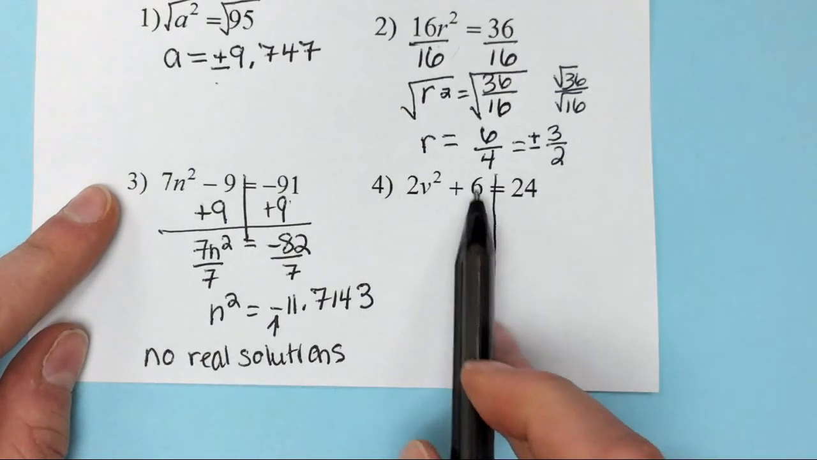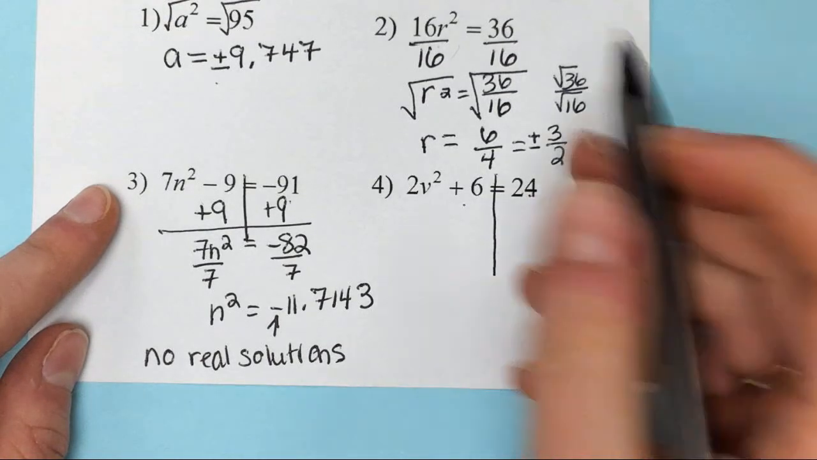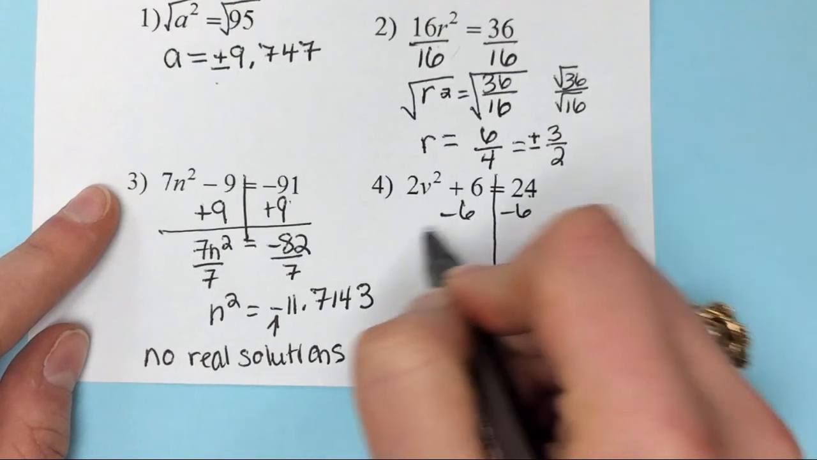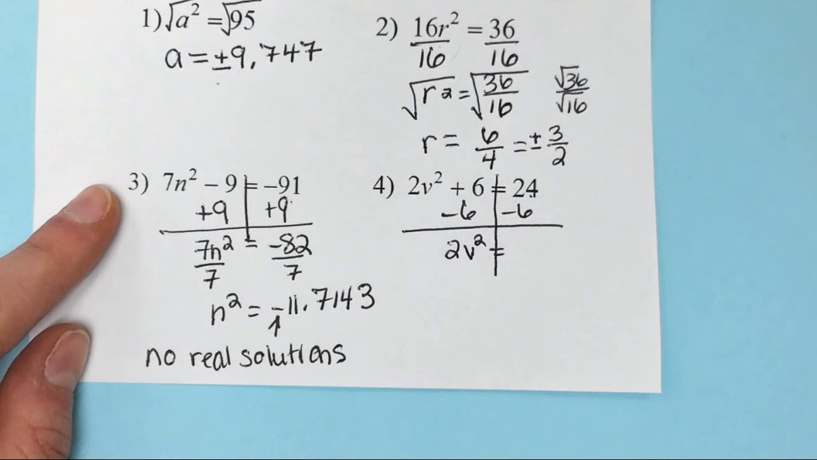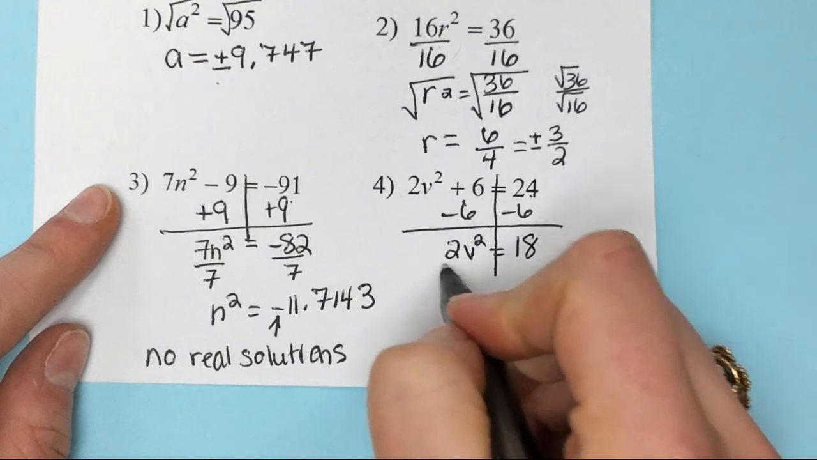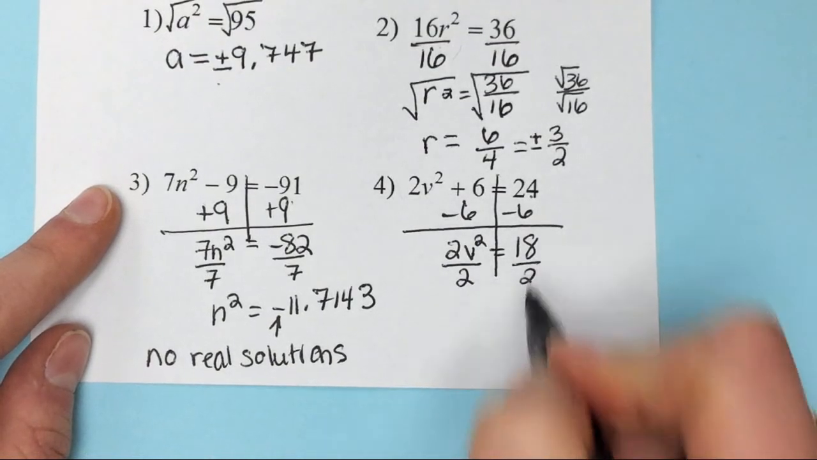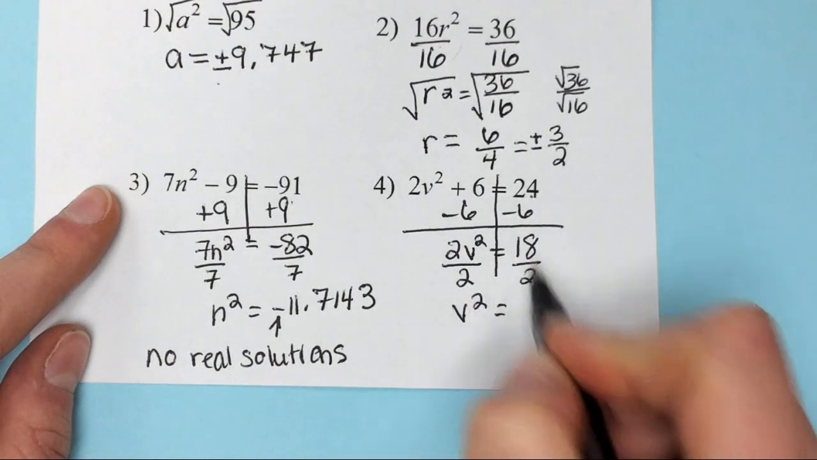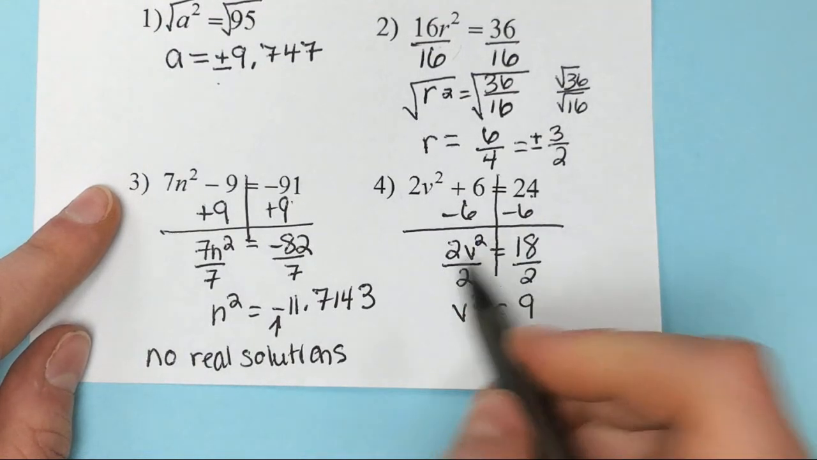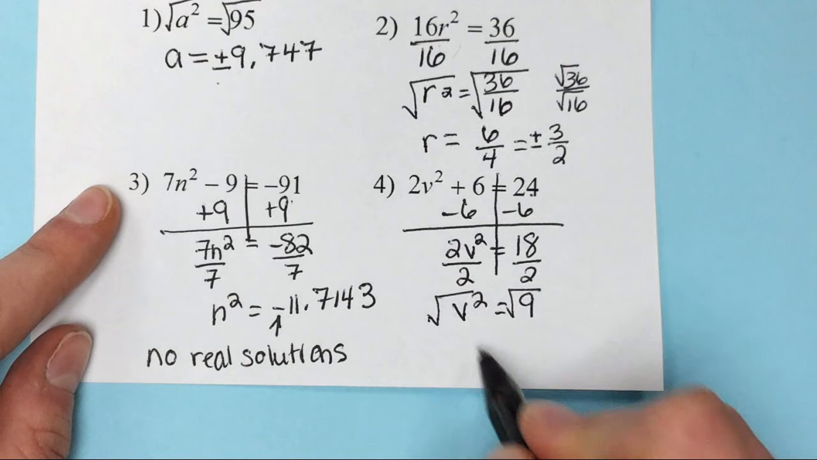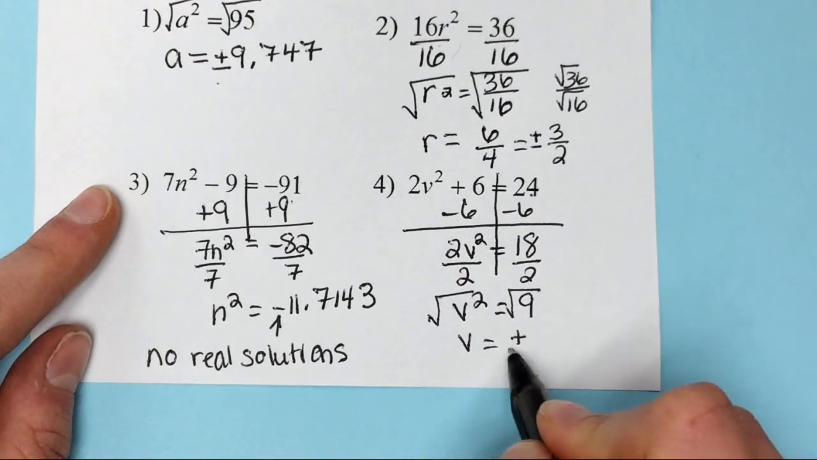Okay, example number 4, last example. I have a constant on the left and the right side, so I'm going to go ahead and subtract 6 from both sides here. So it gives me 2v squared is equal to 24 minus 6, which is 18. Divide both sides by 2. And I have v squared is equal to 18 divided by 2, or 9. I take the square root of both sides. I have v is equal to plus or minus 3.